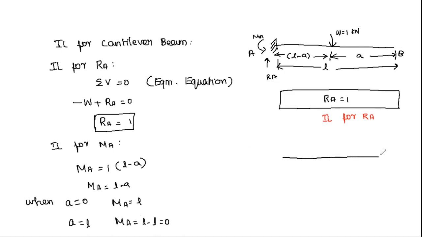So the boundary condition is, the moment about end A, that is this point, when A equal to 0 is L, and it is 0 here when A equal to L. So this will be L, and it will be 0. So this is the IL for, sorry, MA.